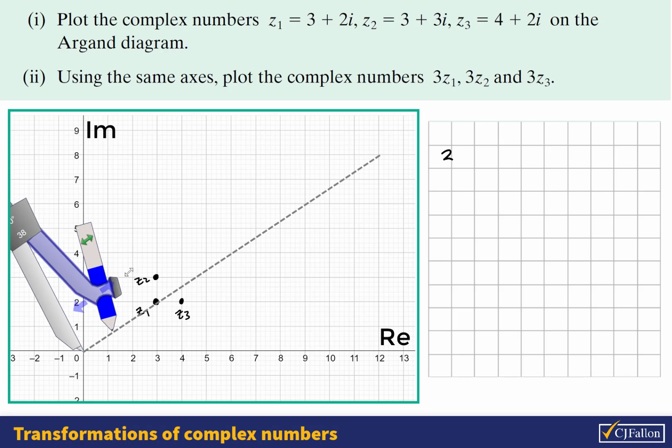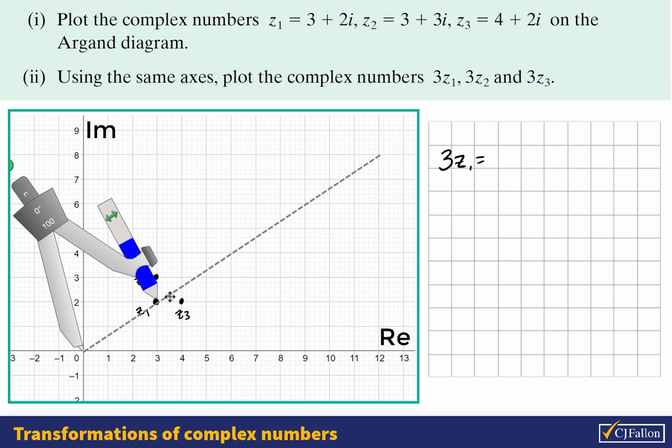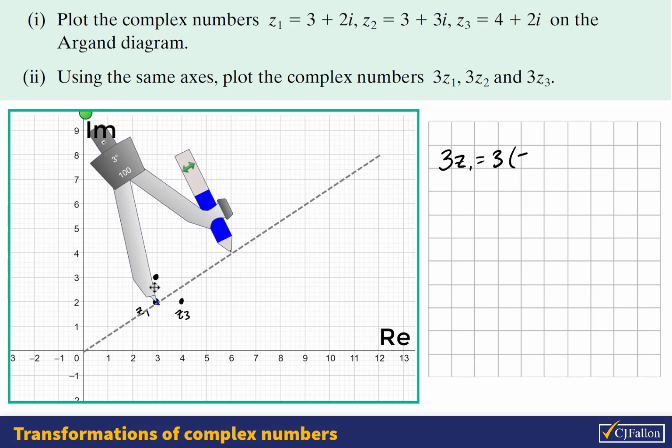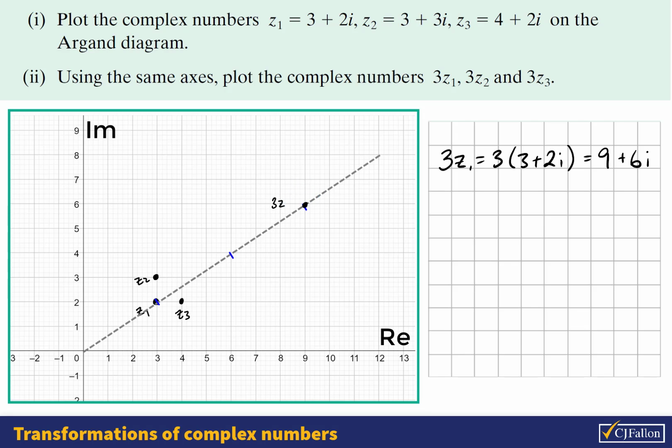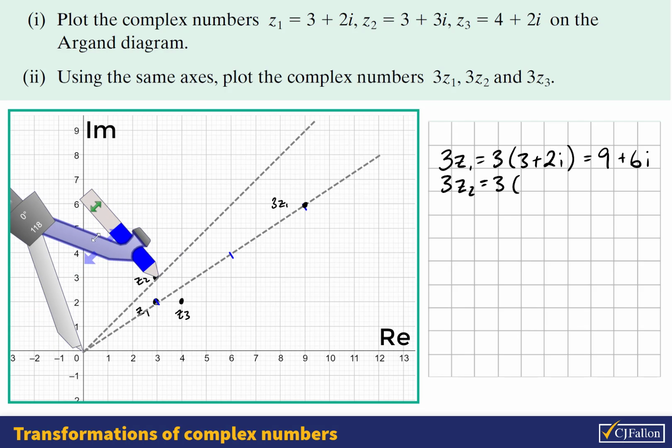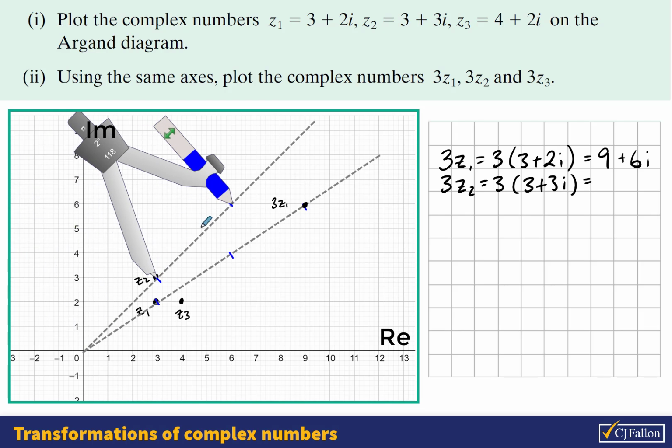In part 2, we're being asked to plot on the same axis 3 times Z1. I could either multiply Z1 by 3, or I could construct this using a compass and a ruler. 3 times Z3 is the number that has the same argument, but the modulus is 3 times as big. So I'm enlarging the number by 3 using the compass.